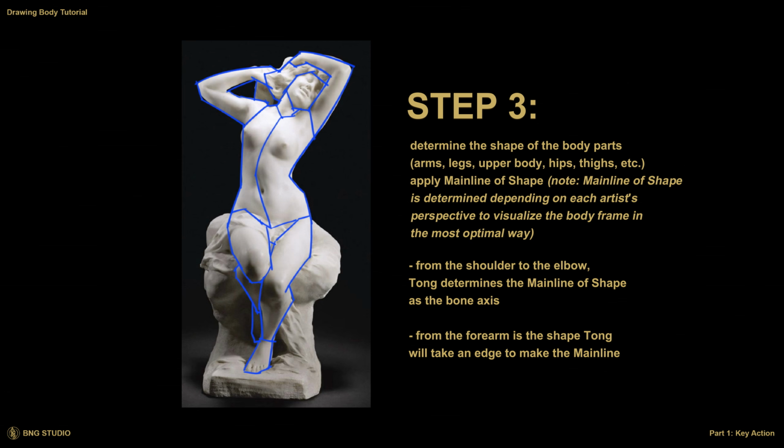Apply the main line of shape. Note: the main line of shape is determined depending on each artist's perspective to visualize the body frame in the most optimal way. From the shoulder to the elbow, Thumb determines the main line of shapes as a bone axis. From the forearm in the shape, Thumb will take an edge to make the main line.